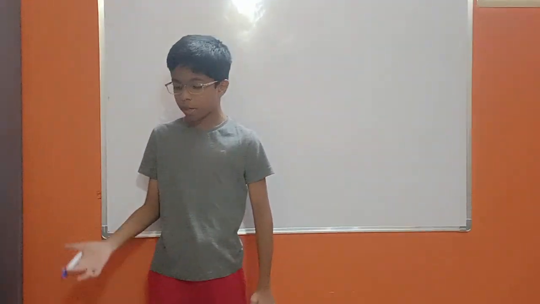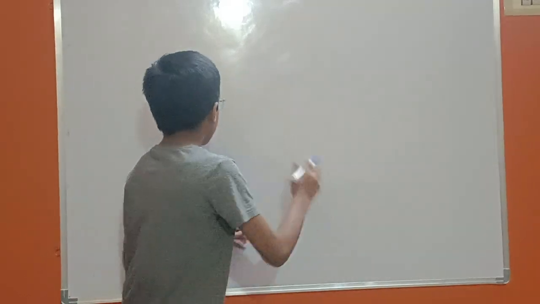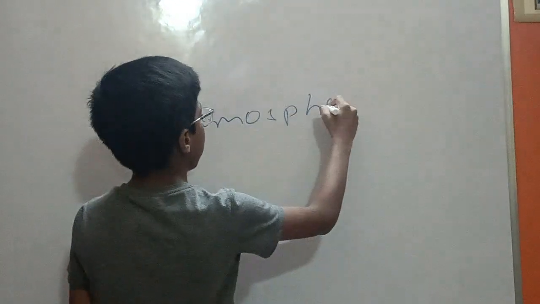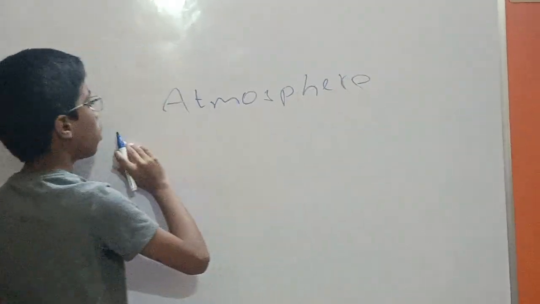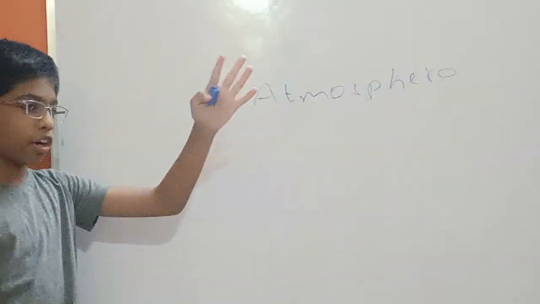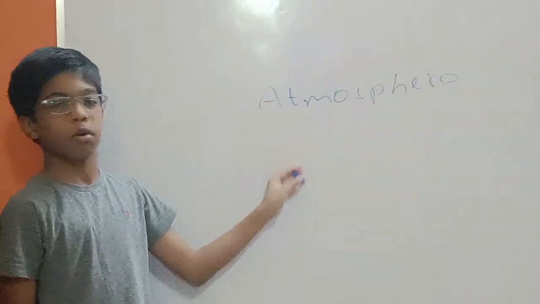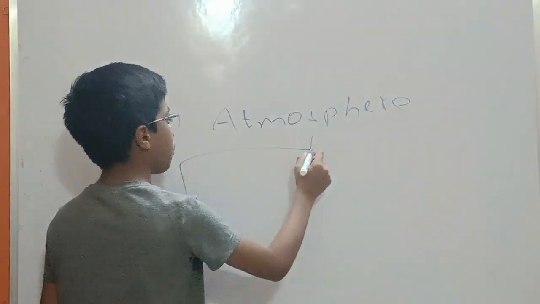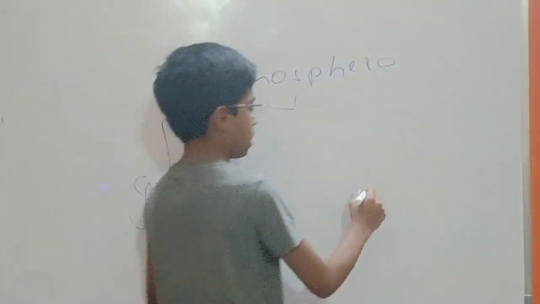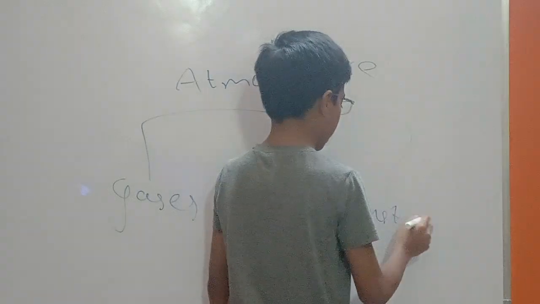I will discuss what the atmosphere is made of. Atmosphere's components. The atmosphere is a blanket of air surrounding the earth. Its components are gases, dust particles, and so on.